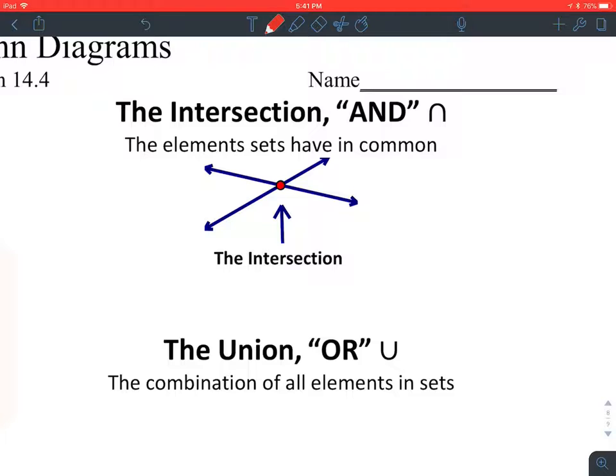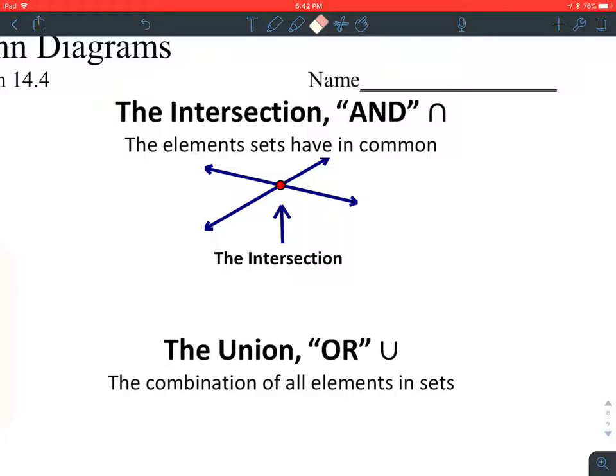Intersection and union. This symbol here, which looks like an N, is for and. It's the intersection. This symbol here looks like a U. It's for union or. The intersection are the elements that the sets have in common. If you look at these two lines, they're coming together and they intersect at this point. What's the one thing they have in common is that point of intersection. The union is the combination of all the elements. So if I unite these two roads, every part of both roads are included.